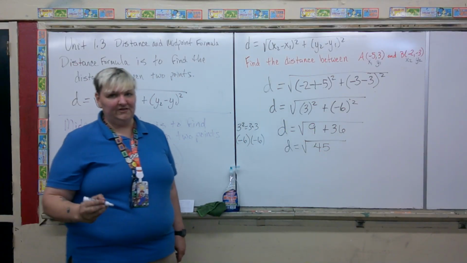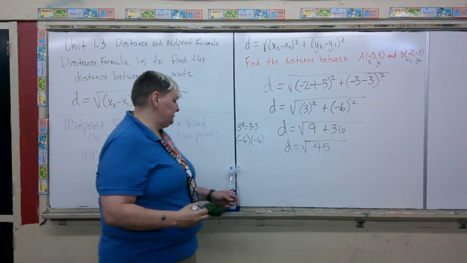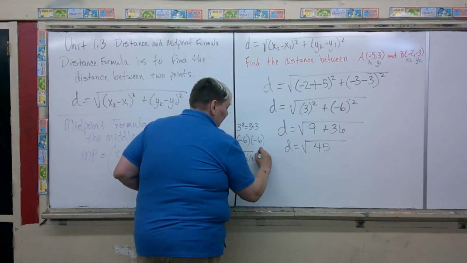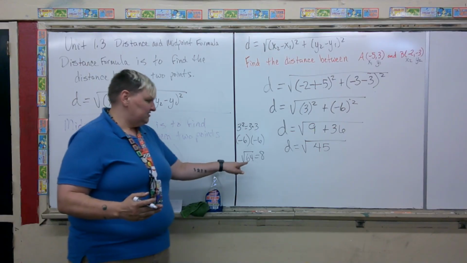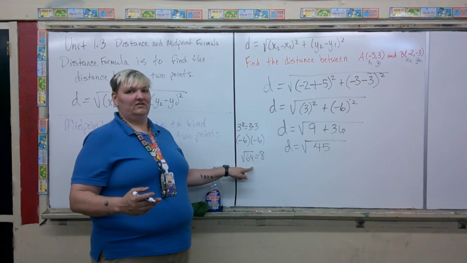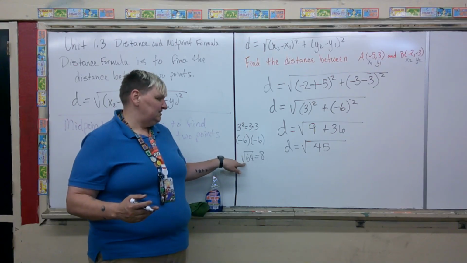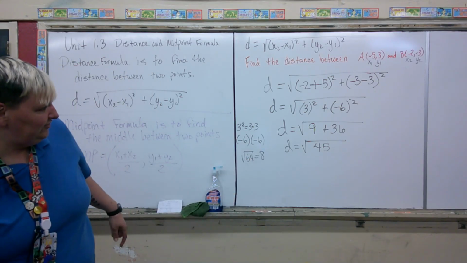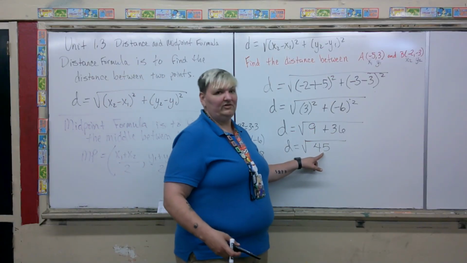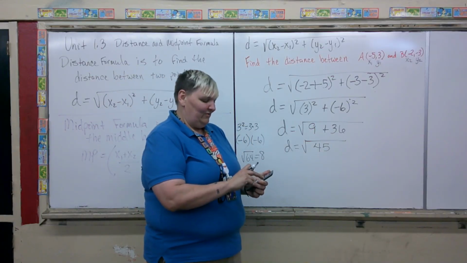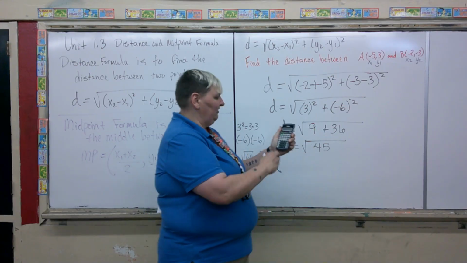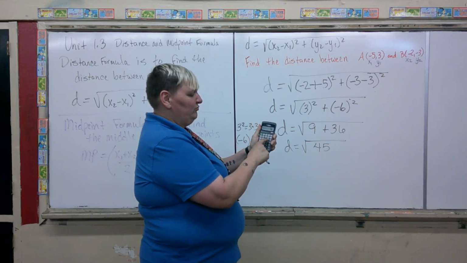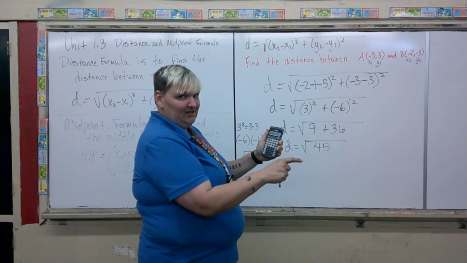45 is not a perfect square. If it was a perfect square, like the square root of 64, it would have a nice clean answer. 64 is a perfect square, so you can get the square root and it's a nice clean answer, no decimals. But 45 is not a perfect square, so you need to get your calculator, type in your number, 45, and hit the square root button. And it's going to give you a really long decimal.